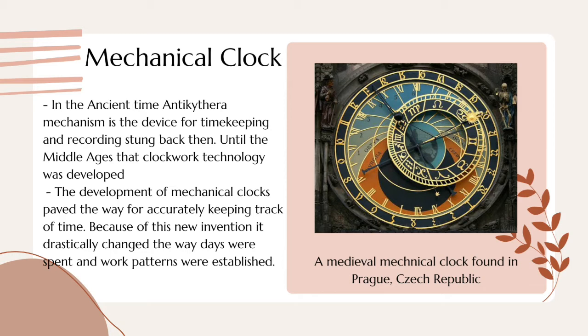By the 11th century, clocks were being used in different parts of Europe. The development of mechanical clocks paved the way for accurately keeping track of time. Because of this new invention, the way days were spent and work patterns were established drastically changed. The mechanical clock changed the system of time measurement. Before its invention, precise measurement of time was hardly possible, but it enabled people to measure time in ways that were not possible before.